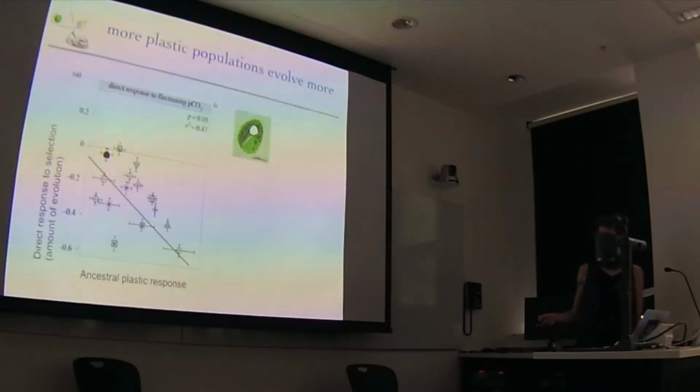Sorry for cutting off that axis. And this is a direct response to selection. This is 0. So any value that's not 0 is a lot of evolution. And what you can see is the more plastic the ancestor was, the more evolution there was. What you can also see is that the slope is negative, which angered me.